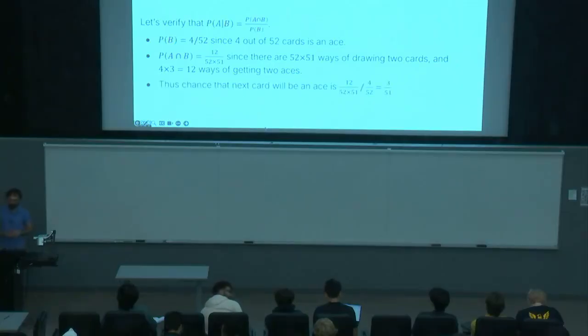And so the chance that our next card will be an ace, if we were to think about this right here, the chance that the second card is an ace, we can take this value here, 12 over 52 times 51, divided by 4/52, and get 3/51, and that matches what you expect. If you've taken an ace out of the deck, the chance your next one is going to be an ace is 3/51. Is this a good way to compute 3/51? No, it is very roundabout, but it's simply showing that, hey, it works in this case.